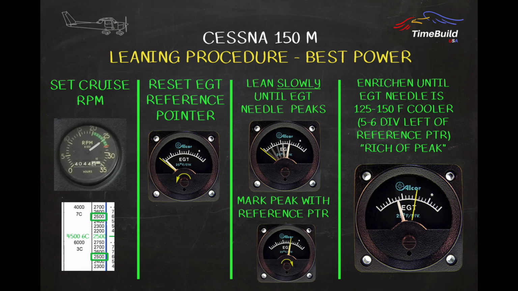To begin the leaning process, move the reference pointer full left using the thumb screw. Begin to lean the mixture slowly so that the needle is able to follow. Watch carefully for the point at which the needle peaks or reaches maximum deflection. Mark the peak EGT with the reference pointer. Finally, begin enrichening the mixture until the EGT reads 125 to 150 degrees rich of peak value. This equates to between 5 and 6 divisions on the scale.